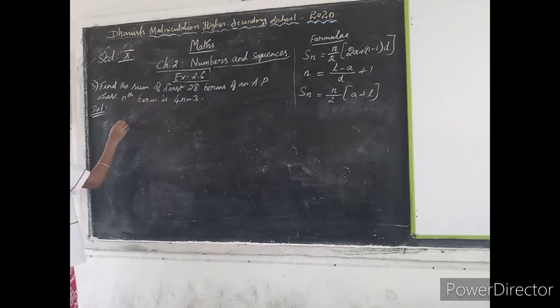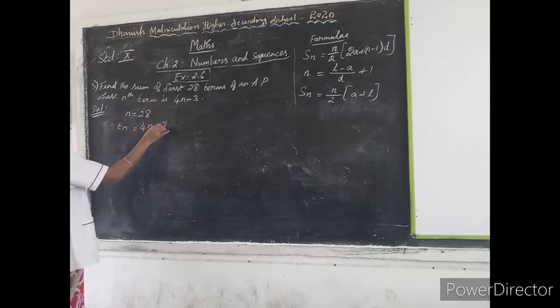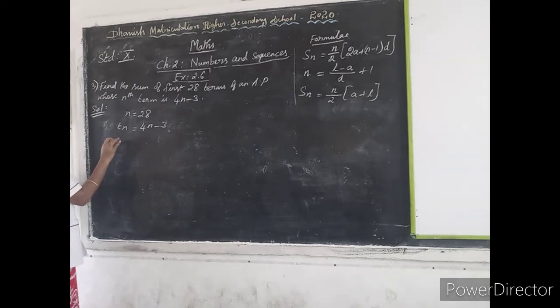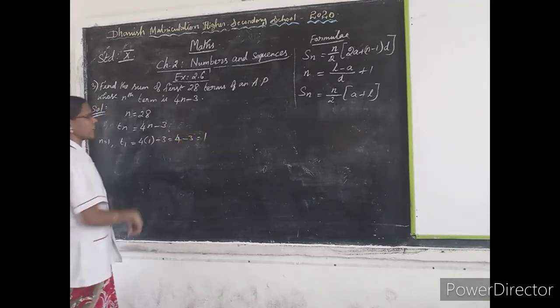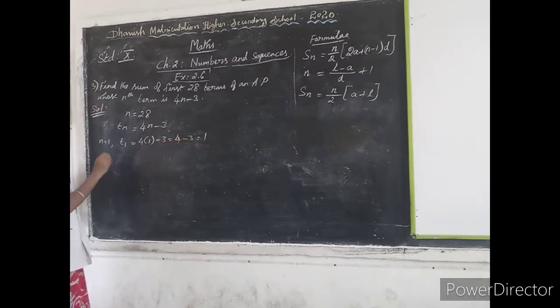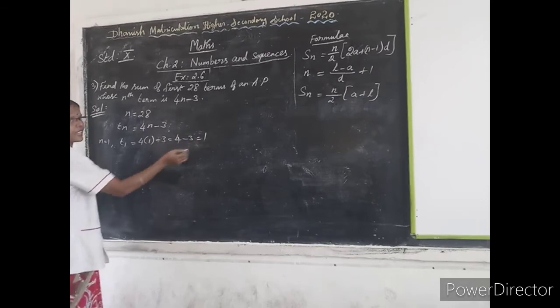So here the nth term is given. What is given? n is equal to 28. So the nth term is 4n minus 3. We have to find the first term and second term. Then only we can find the common difference. So first substitute n is equal to 1. So t1 is equal to 4 into 1 minus 3 is equal to 4 ones are 4. 4 minus 3 is equal to 1. This is the first term. T1 is nothing but the first term, that is a.